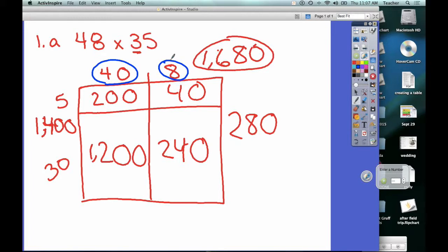Would it have mattered if I would have added across first, 200 plus 40 and 1,200 plus 240? Would it have made a difference? Nope. I could have even done like 4 square. I could have added up all 4 boxes at once. Remember the commutative property where you can mix numbers and they'll still be the same, no matter which way you add them. So that's one way to do it.